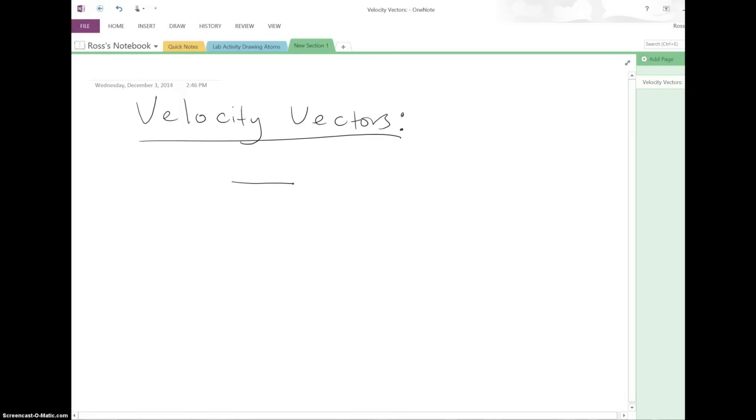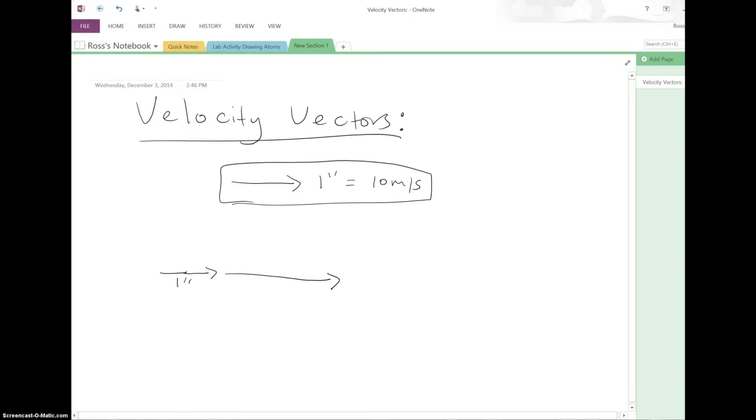So let's say, we'll keep it simple, 1 inch, which is what this arrow here represents, equals 10 meters per second. That way it's just in nice multiples of 10. So let's say you have a short arrow that is 1 inch, and then you've got a long arrow. It's obviously not drawn to scale, but we'll say it's 5 inches. This one is the wind, and this, let's say, is your plane.